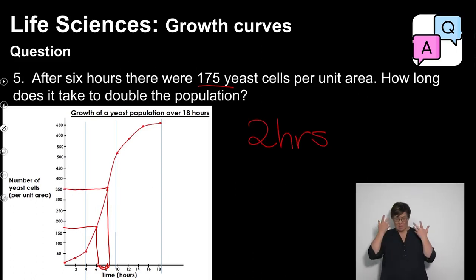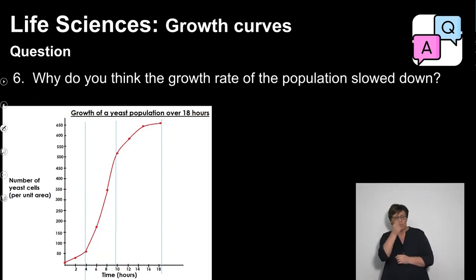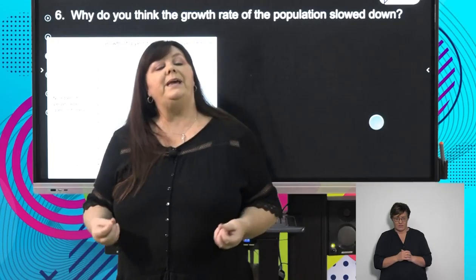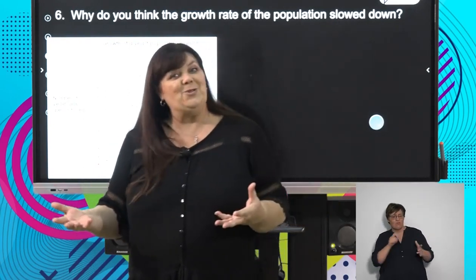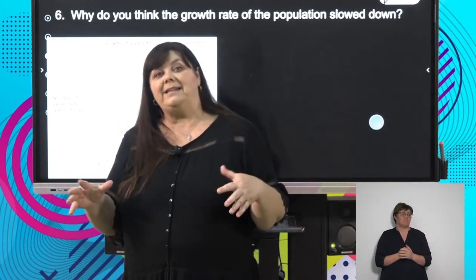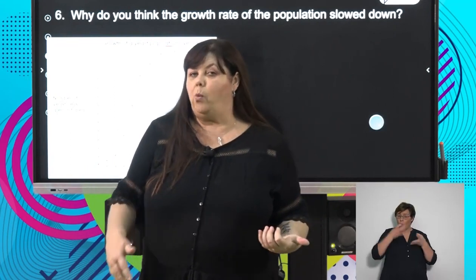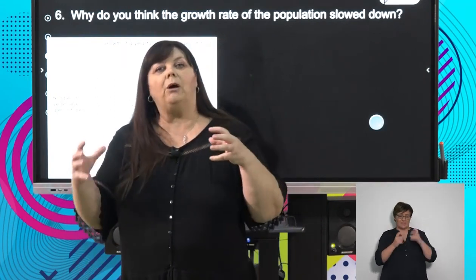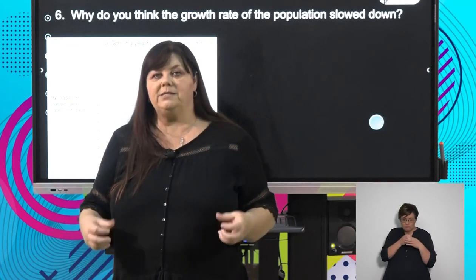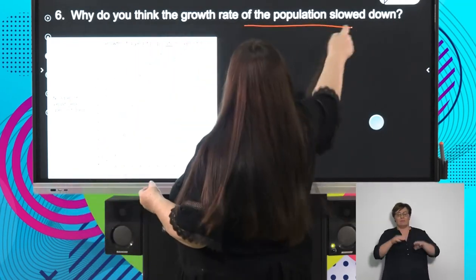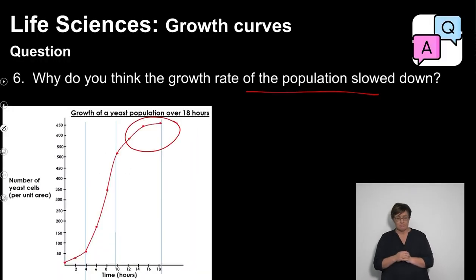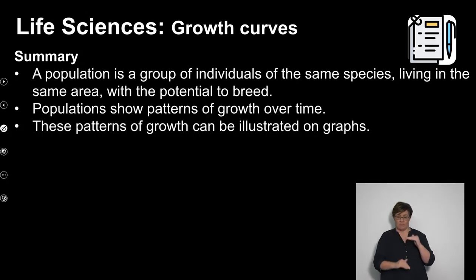Why do you think the growth rate slowed down? Well, here we've got a lot of factors. You'd be able to write a couple of paragraphs or a sentence or two, and you'd be able to say things like increase in the amount of wastes produced by the yeast, competition for nutrients, overcrowding. All right, you can talk about all the limiting factors that slow down population growth.